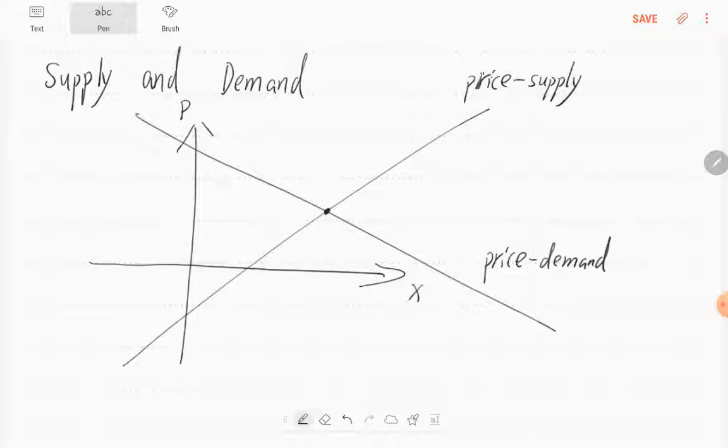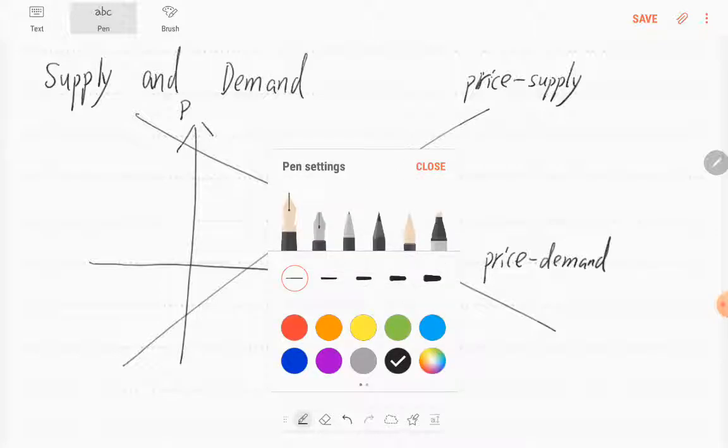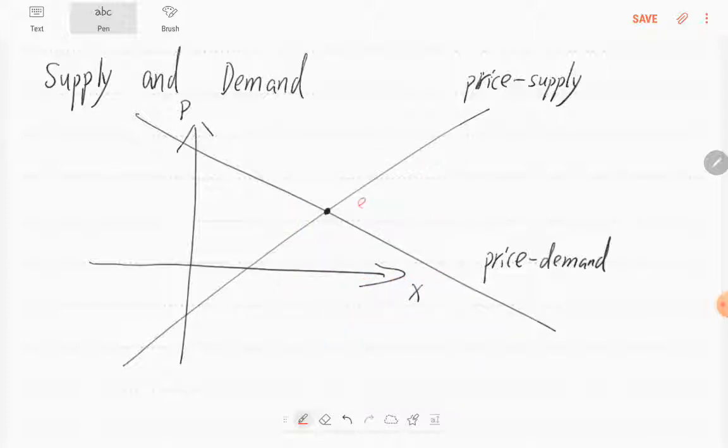So we give it a name. The intersection point between the price supply curve and the price demand curve is called the equilibrium point.